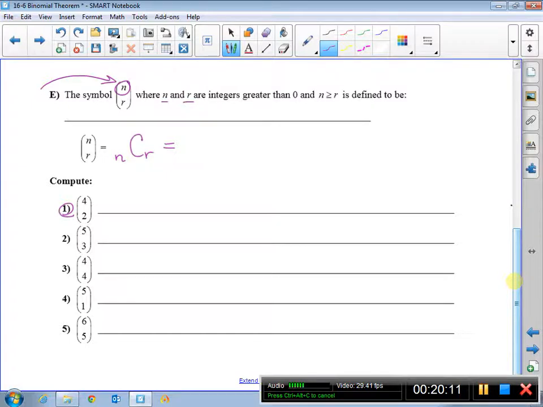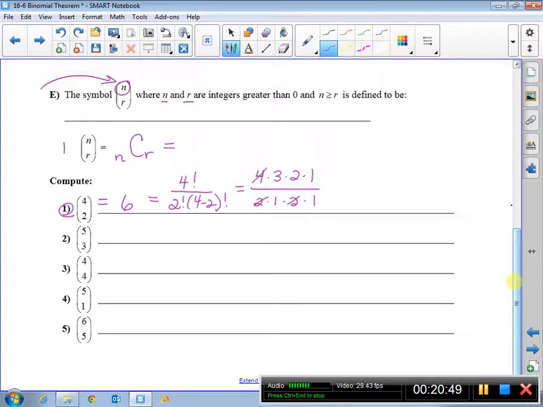Oops, I'm looking at the wrong one. 4 choose 2 is actually going to be 6. And there's a couple ways we can get that. 4 factorial divided by 2 factorial, and then also divided by 4 minus 2 factorial. So this would be 4 times 3 times 2 times 1 divided by 2 times 1 times 2 times 1. And we can reduce these and see that we get 6.